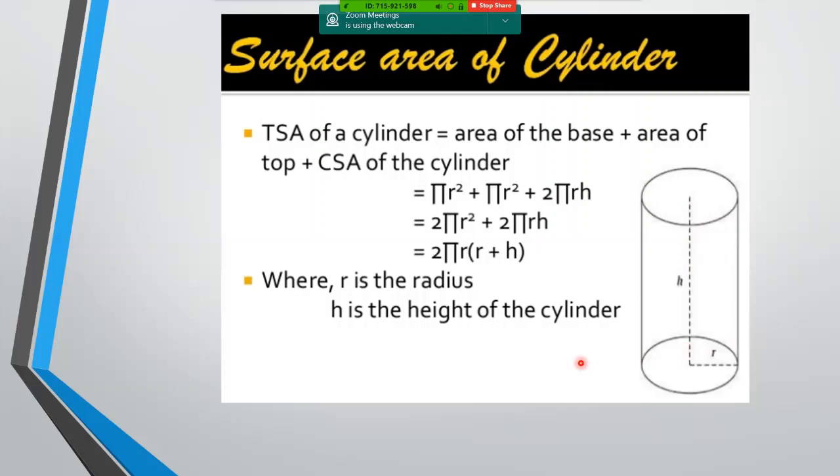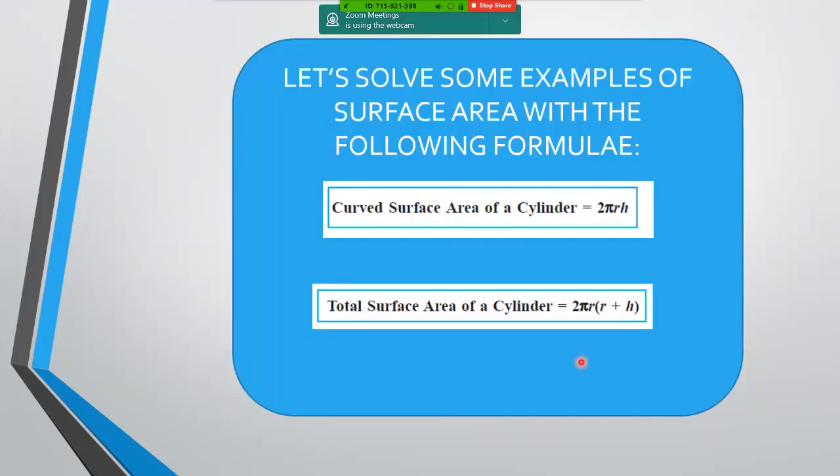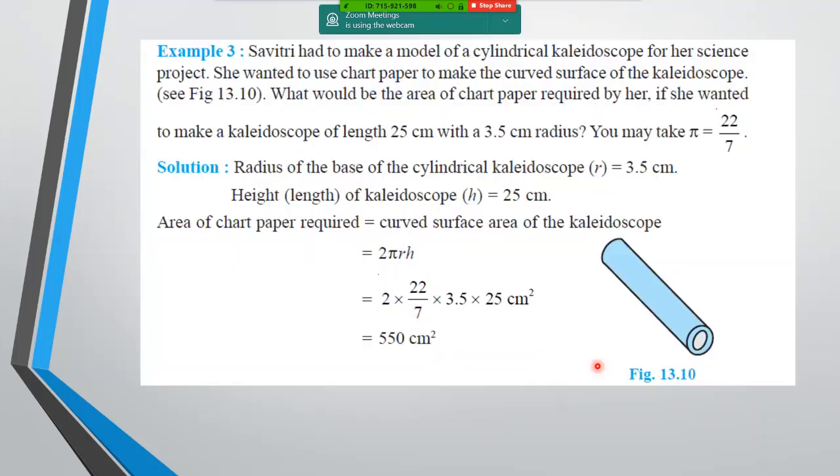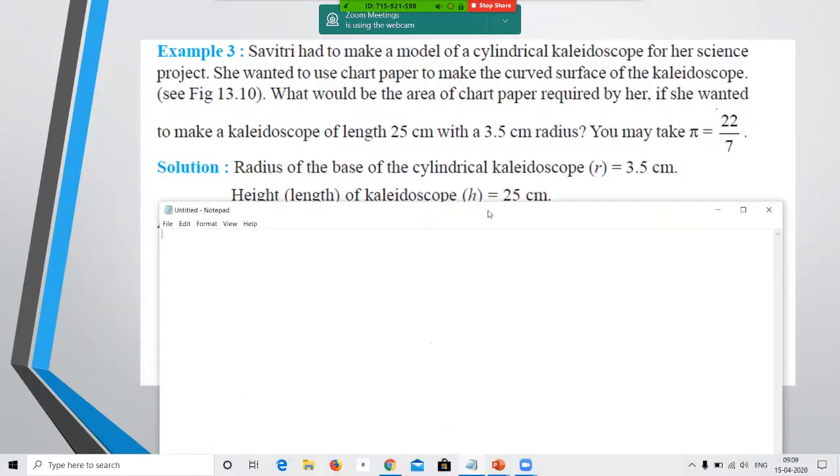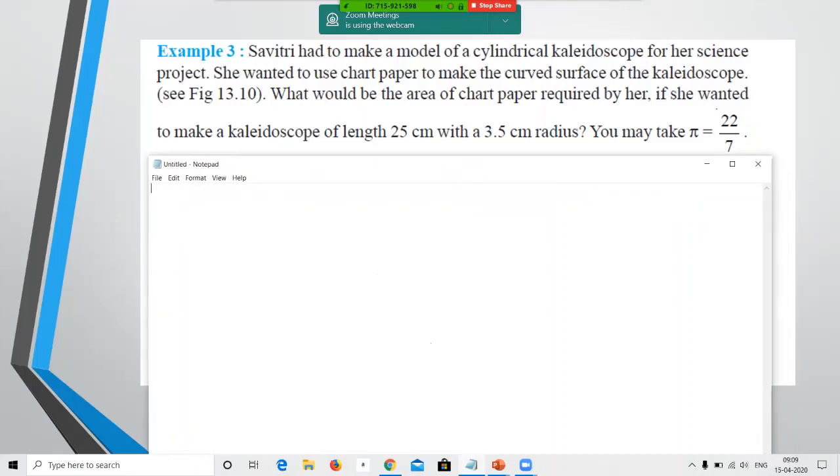Moving on to the next slide. So that's what I said. This part of the chapter, I think your exercise 13.2, would be all based on curved surface area and the total surface area of the cylinder. As you already know how to work on that, I'll just block this. So let's start looking into the question.